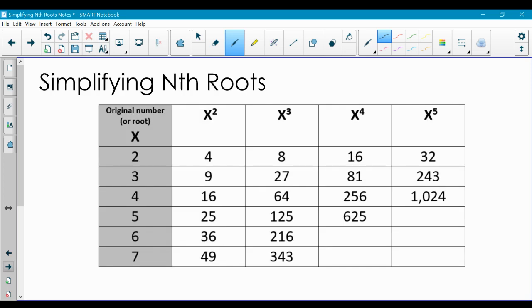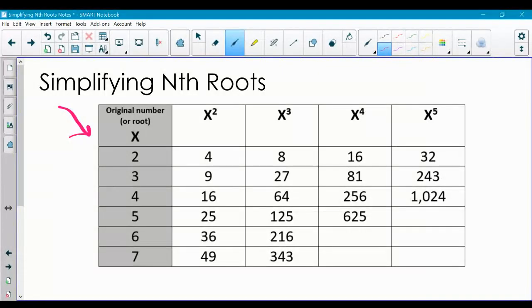So what I've created is a table, and what I would do is copy this somewhere. You will need to have this readily available in order to calculate and do out some of these problems. And what we want to know is that our original numbers are all in gray here.